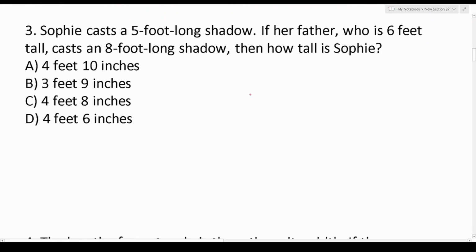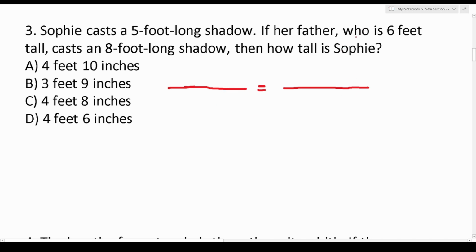All right, number 3 says Sophie cast a 5-foot long shadow. If her father, who is 6 feet tall, cast an 8-foot long shadow, then how tall is Sophie? All right, so for this one, we're going to use a proportion to solve it. And the way I like to use proportions is like this. I like to fill in the left-hand side of the proportion with the information that I'm given, and then I'll put the information I'm trying to figure out in the right-hand side of the proportion.